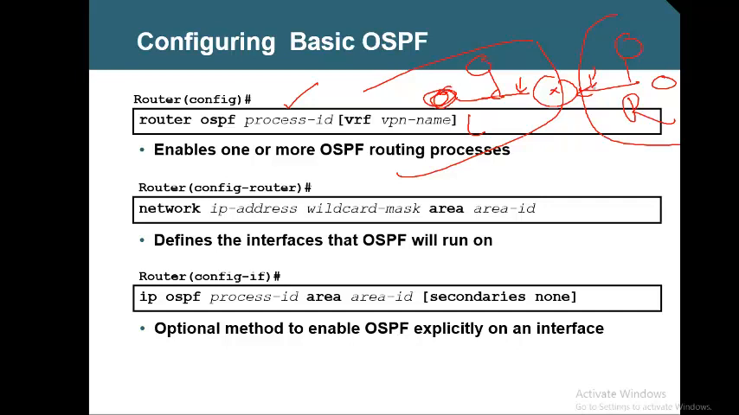There is also something called VRF, virtual route forwarding, which we will learn later when we reach MPLS. That is also another reason why you need more process IDs, more than one OSPF on the same router.